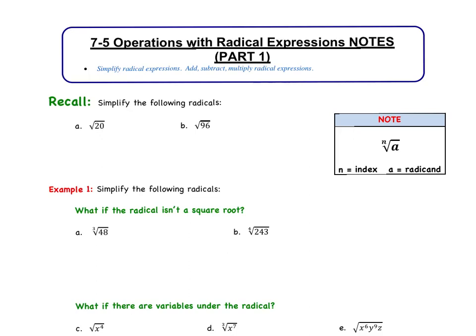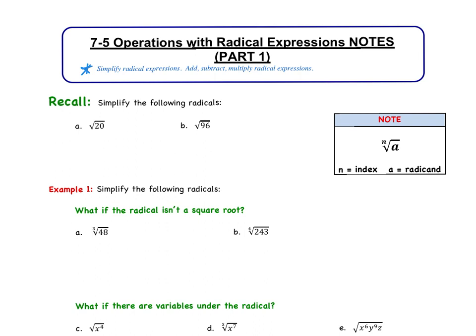Welcome to section 7.5, which covers operations with radical expressions. Today, we are going to learn how to simplify radical expressions. We're also going to add, subtract, and multiply radical expressions. The next video will cover dividing.